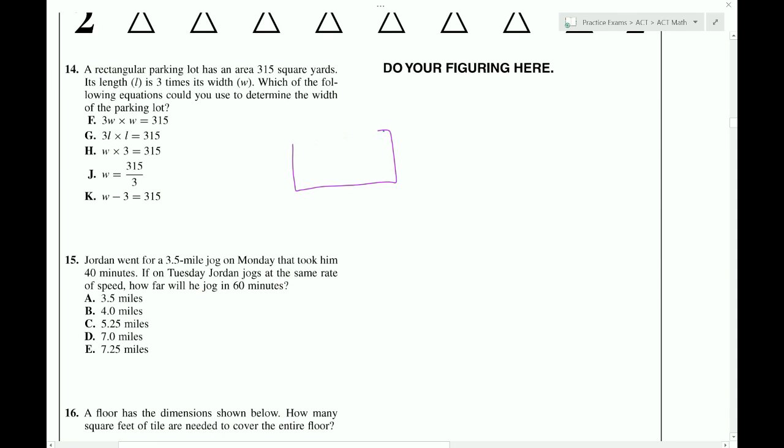A rectangular parking lot has an area of 315 square yards. So that's length times width. Would have to be 315. If its length is 3 times its width, which of the following equations can you use? Alright. Well, let's see. What I'd probably do is sub this in for L here. So let's see if any of them have that. No, not quite. Right. Or do they? Yeah, they do. 3W times W is 315. So that's choice F.